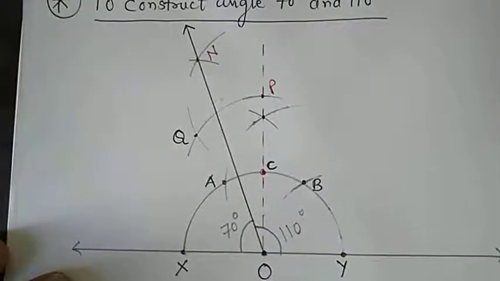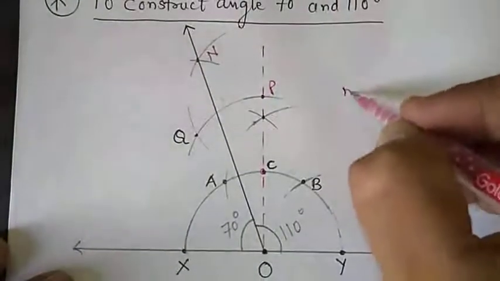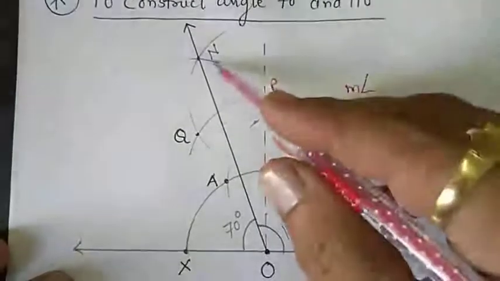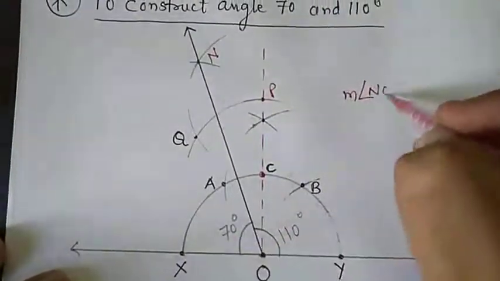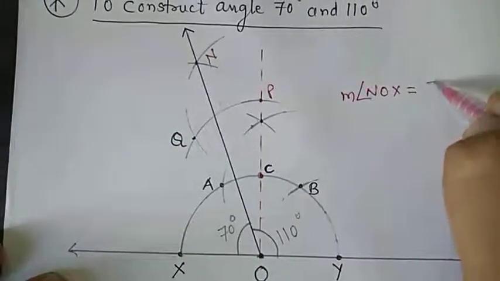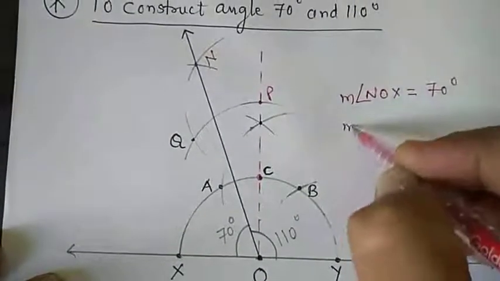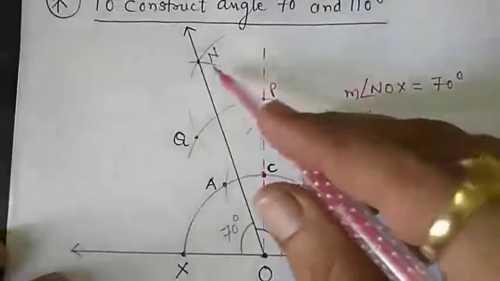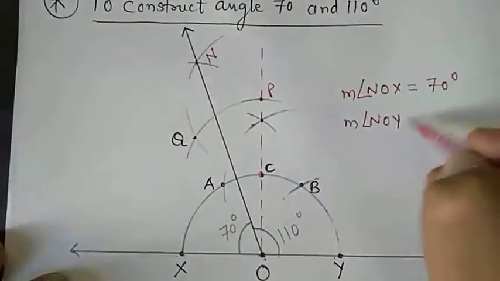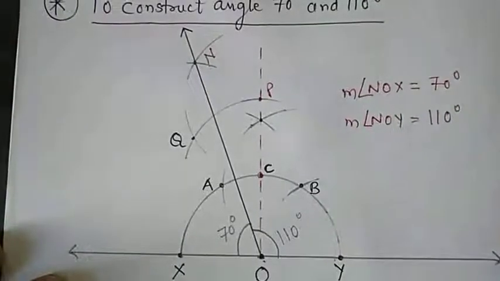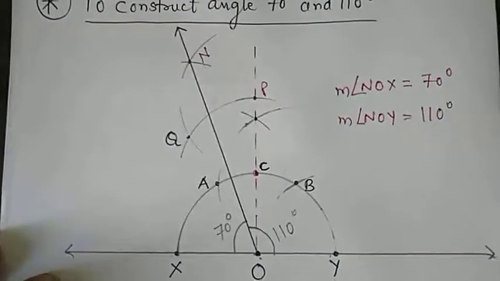So we will write down the measure of angle NOX is 70 degree, measure of angle NOY is 110 degree. Got the idea? Hope so.